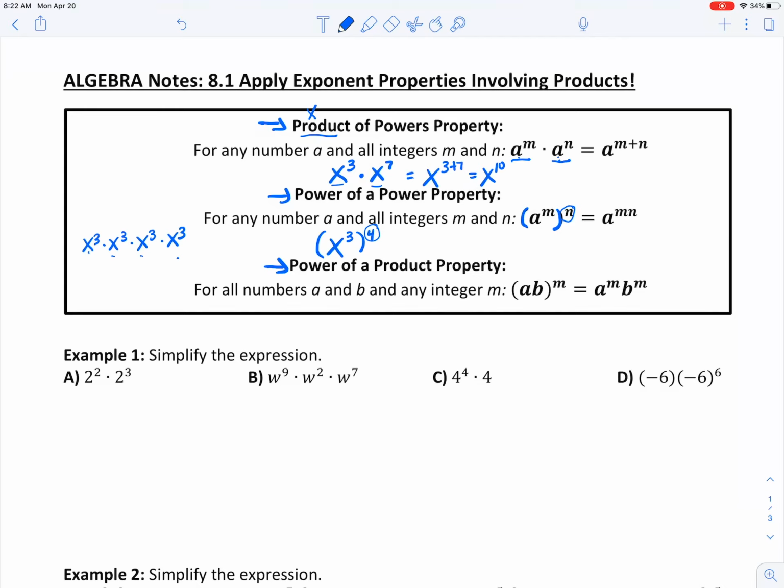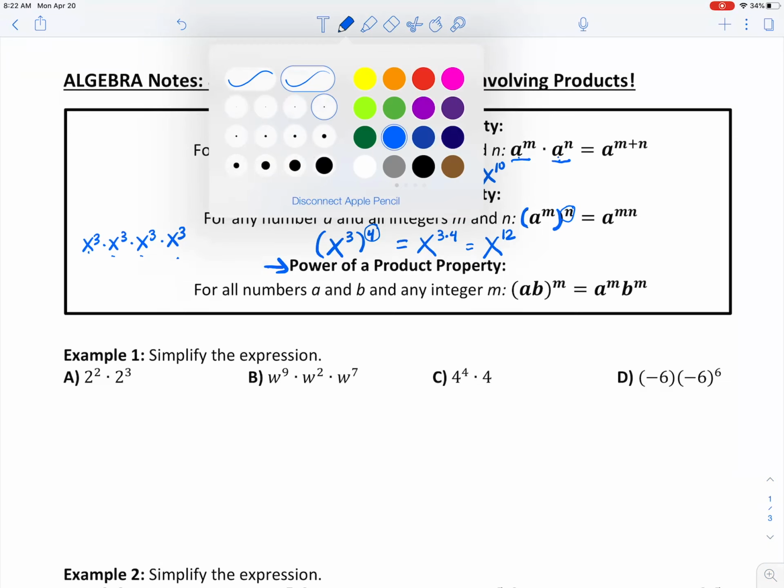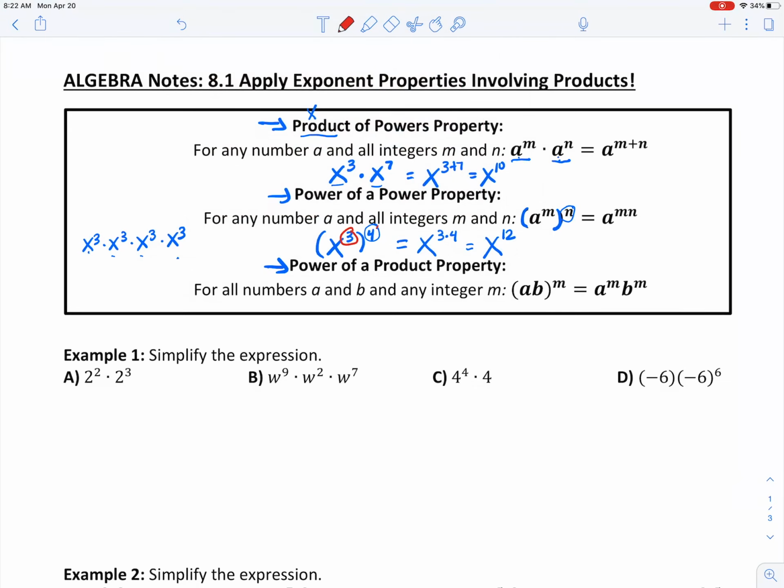So this property is really talking about you taking the 3 and the 4 and multiplying them. It's like saying x to the 3 times 4. X to the 3 times 4 is x to the 12th. So that's our answer. You take these two numbers here and you multiply them together.